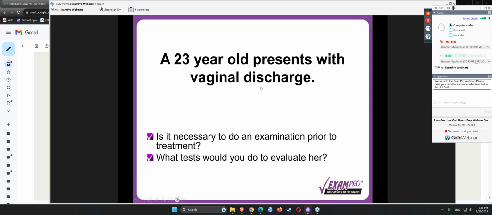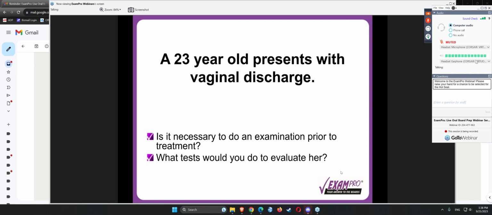So a 23-year-old presents with vaginal discharge. The first question, is it necessary to do an examination prior to treatment? What tests would you do to evaluate her? Yes, I feel it is necessary to do an examination prior to treatment to evaluate where the discharge is coming from, what it looks like. Again, we talked about it could be vulvar or vaginal, so I think it's important to take a look and make sure, and then that would lead to testing. You have to do an examination to do some of the testing.